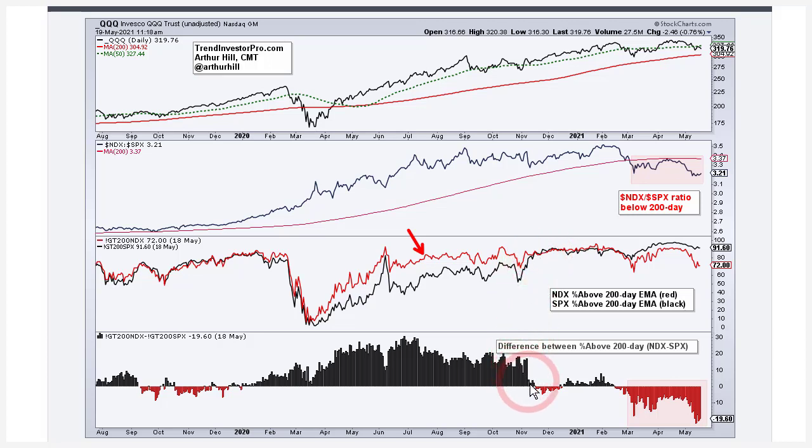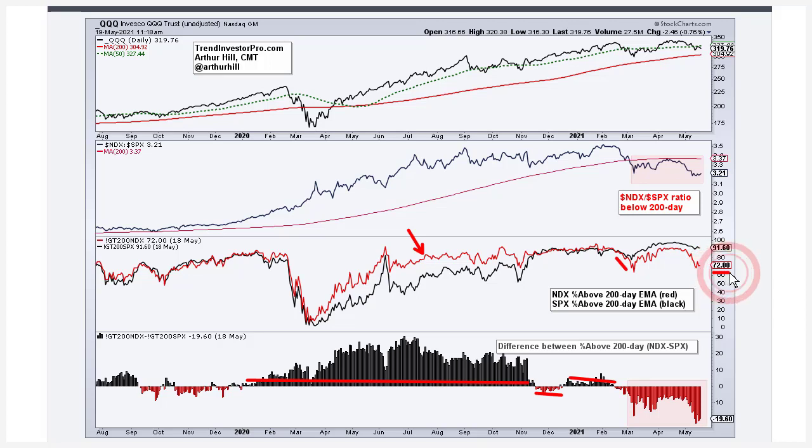And so we've got the differential down below between these two indicators. You can see that it was positive from January 2020 until November 2021. It went a little negative and then a little positive for a while and then deep negative in March. There you can see the percentage above the 200-day for the Nasdaq 100 getting below the percentage above the 200-day for the S&P 500 and staying below.